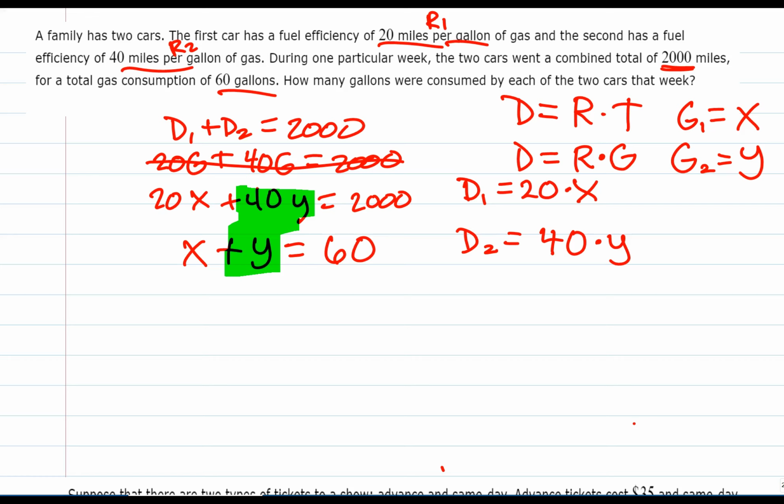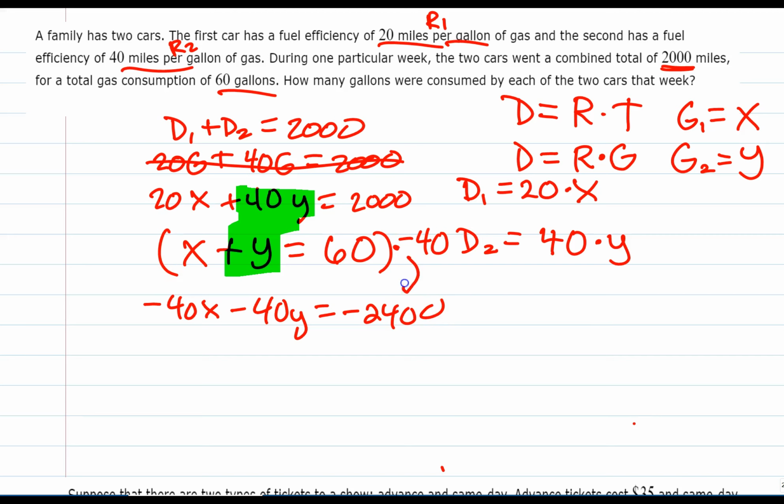Okay? So if you want to get rid of the y's, which of those equations do I need to change? The top one or the bottom one? If I want those y's to cancel out, if this is a 40, this thing needs to become a what? So that means I'm going to multiply the bottom one times negative 40. So now I have negative 40x minus 40y is equal to negative 2400. Oh, buddy.